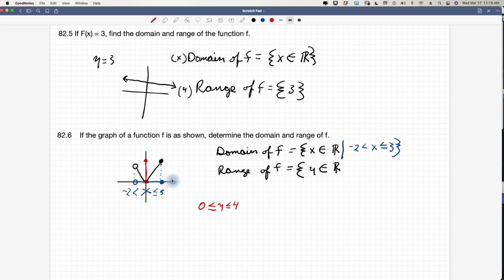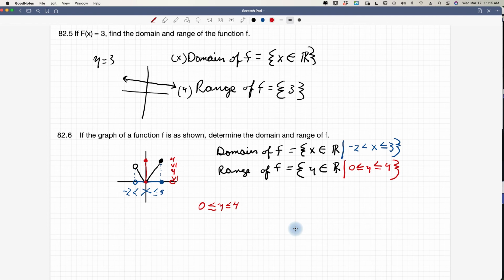You have 0 here, and you have 4 here, and y is all those in the middle. It's greater than or equal to 0. Right? So that's what we have here. We're just going to say such that 0 is less than or equal to y, and y is less than or equal to 4. And that's our domain and our range of f when we are given a graph to look at.